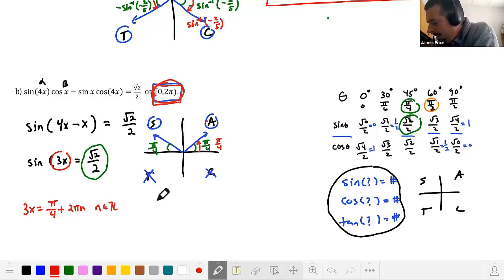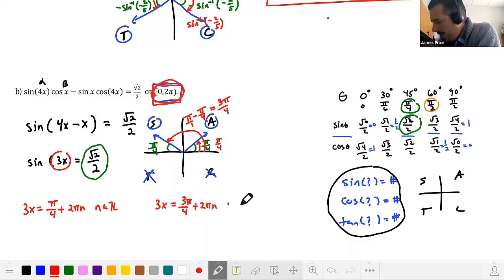And then the second set of answers, 3x is equal to, it starts here and goes right there. So to find that one, the idea is go halfway around, pi, and go back pi over 4. So that angle is go halfway around and then go back the reference angle, pi over 4. And so that's going to be equal to, if you find a common denominator, 4 pi over 4 minus pi over 4. So that's going to be 3 pi over 4. So this one is 3 pi over 4 plus 2 pi n. n is an element of the integers.